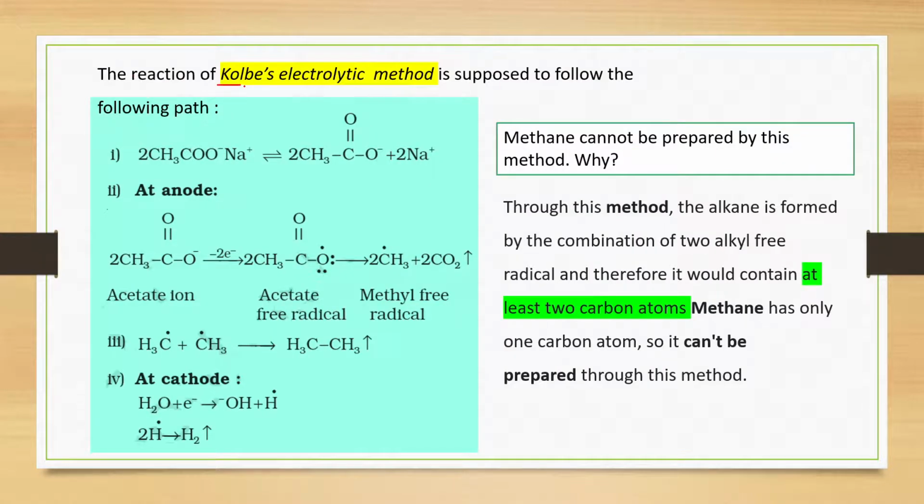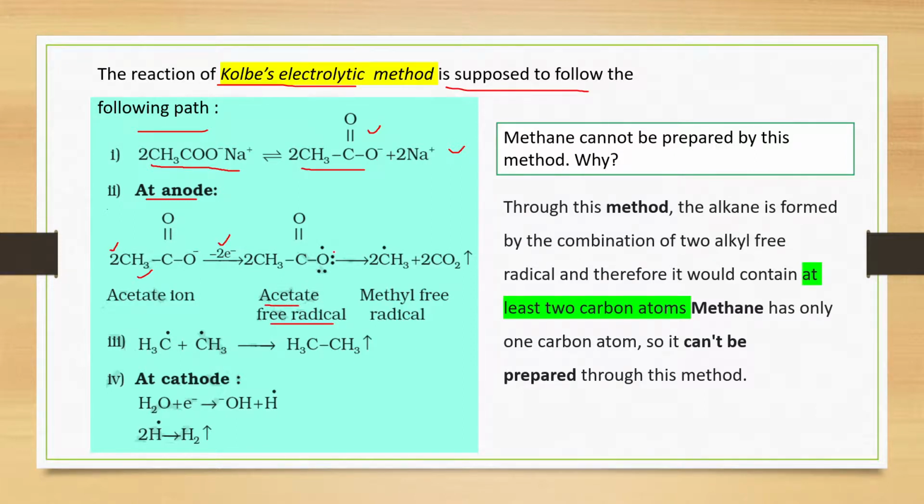The reaction of Kolbe's electrolytic method is supposed to follow the following path. This is sodium acetate. This will ionize to give acetate ion and sodium ion. Now this acetate ion is negatively charged. That's why it will attract towards positively charged electrode, that is anode. So at anode, this acetate ion loses electron. Each acetate ion loses one electron. So we are taking two acetate ion. So two electrons are lost and this will convert into acetate free radical.